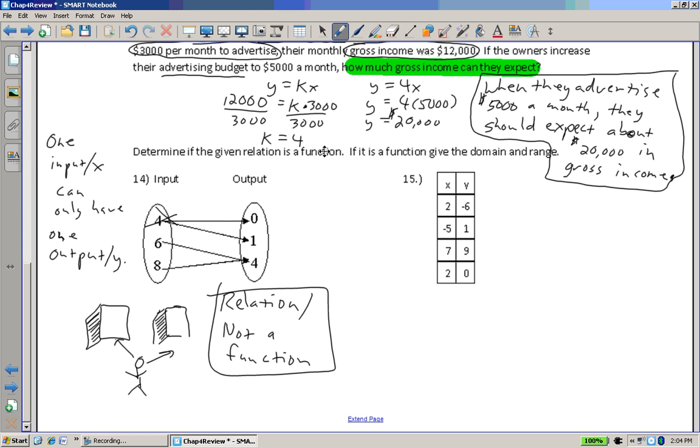Now, if it had been a function, the domain would be 4, 6, and 8. The range would be 0, 1, and 4.